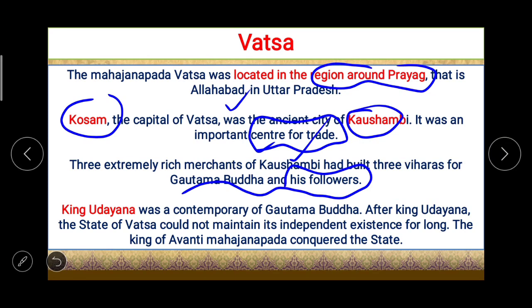King Udayana was a contemporary of Gautam Buddha, and after King Udayana, the state of Vats could not maintain its independent existence for long, because the king after him was probably not as capable. The king of the Avanti Mahajanapada conquered the state.